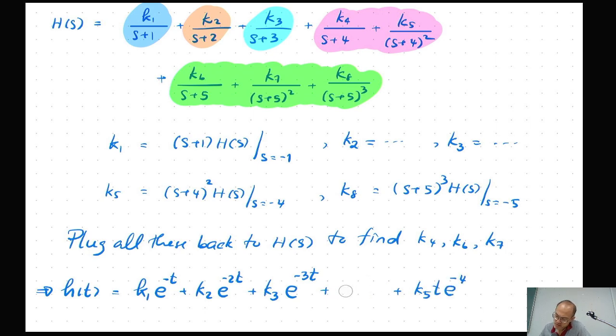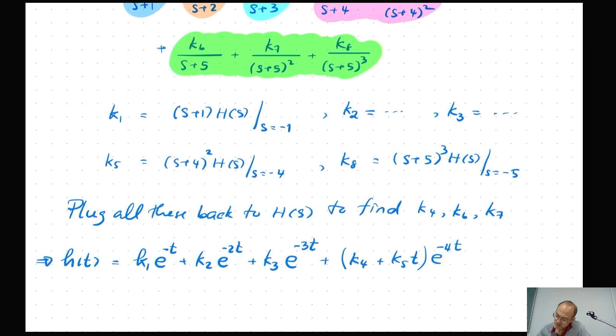Actually, I could have written K4 plus K5t plus K6 over 2 t squared. Sorry, only 2 terms here. E to the negative 4t and plus K6 plus K7t plus K8t squared over 2 e to the negative 5t, and then multiply the whole thing by ut.